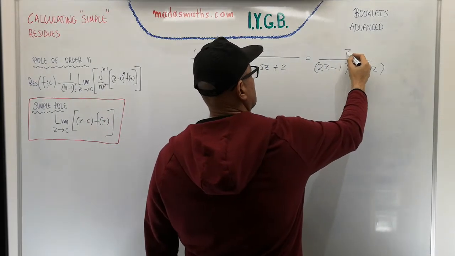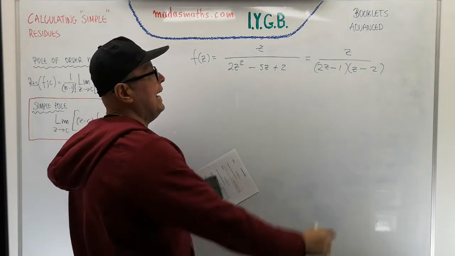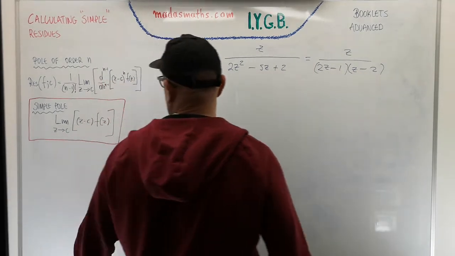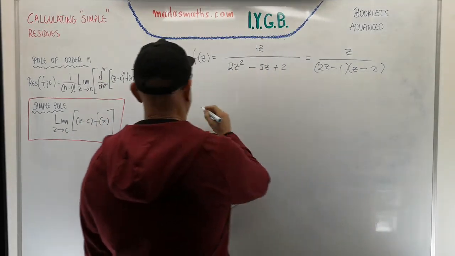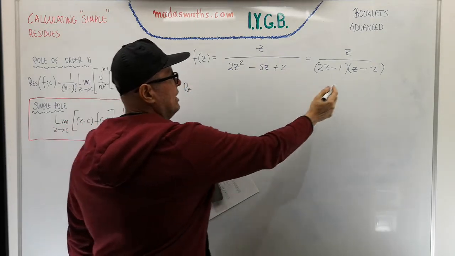So we have simple poles again on the real axis, one at positive half and one at positive 2. So we're going to use again this standard formula. Take one at a time. The residue, let's do the 2 first.